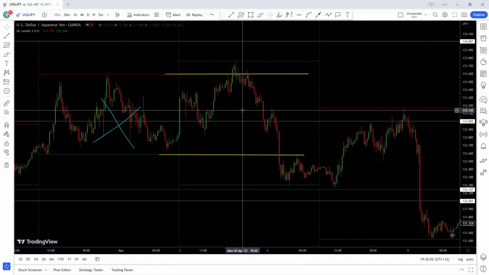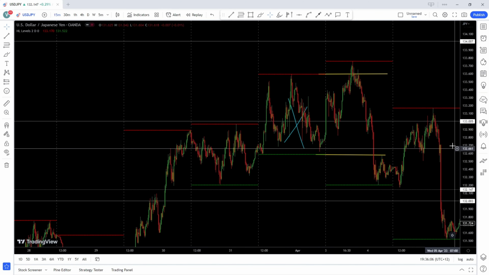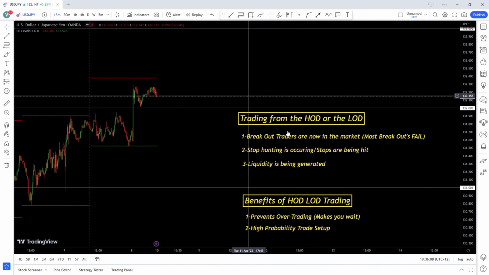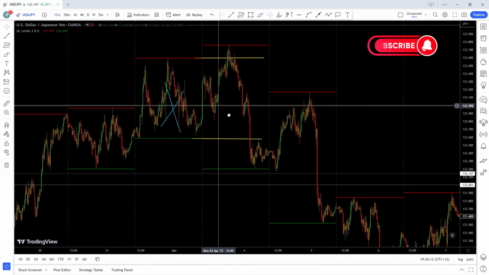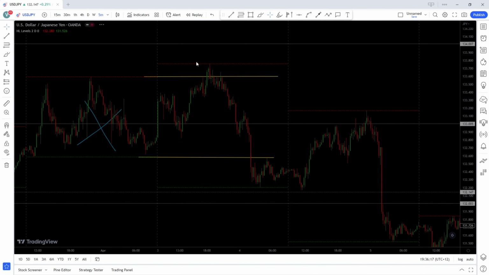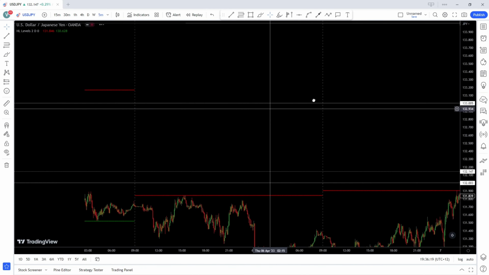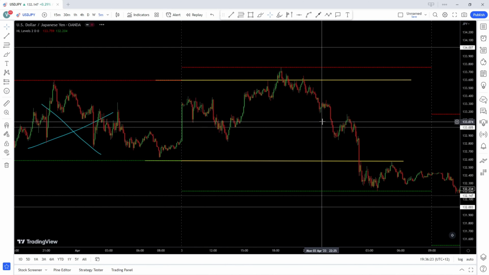Now what's happening during this process is that breakout traders are now in the market. So going back to the first one here, breakout traders are now in the market. Most breakouts fail. Okay, you'll notice that most breakouts fail. So if we just drop down to say a 5-minute time frame, when we zoom in a bit on this.